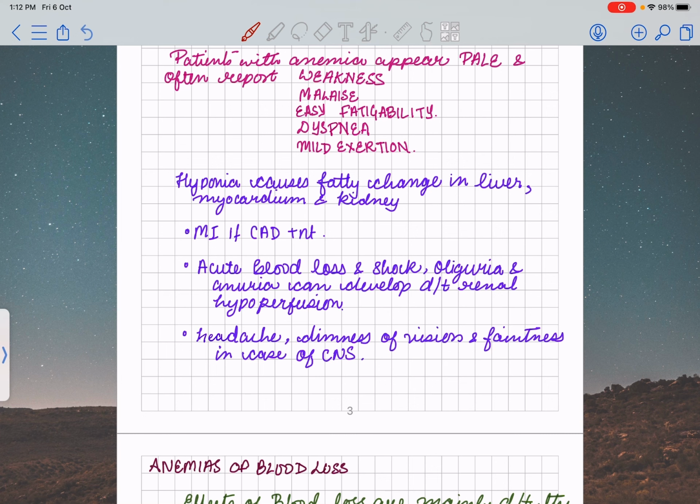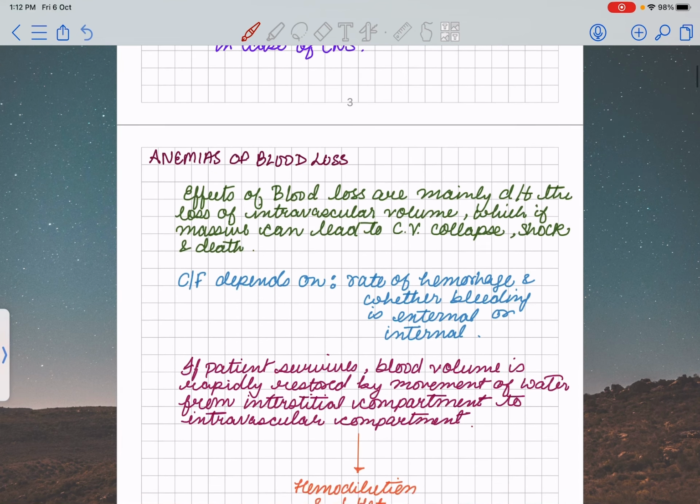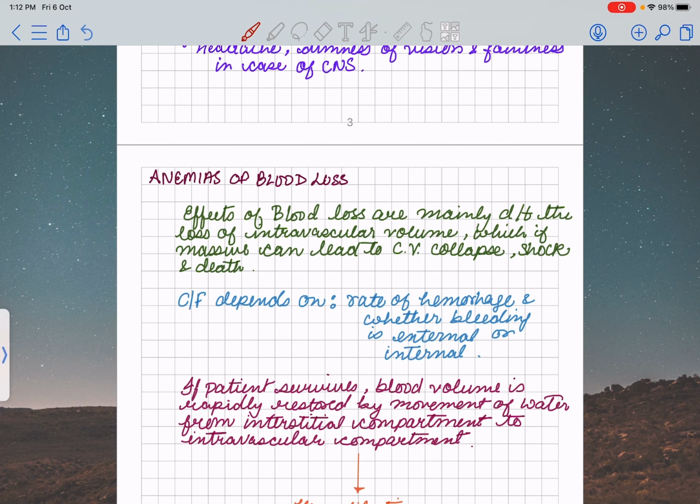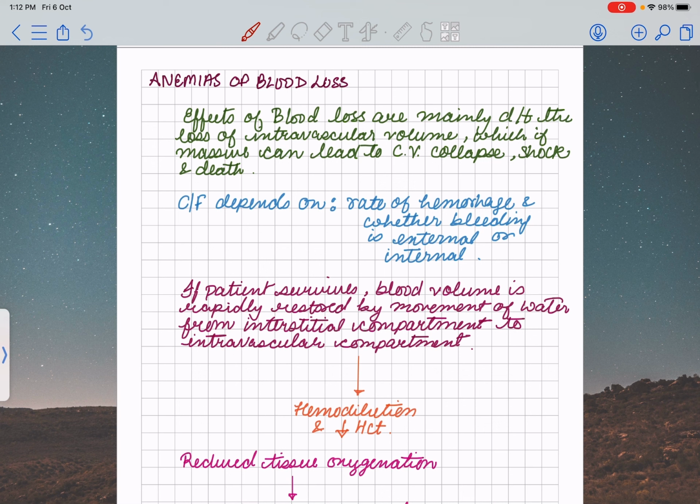And in case of CNS, the central nervous system is also such an important part of body. If it doesn't get enough oxygen, there can be headache, dimness of vision and faintness. Now we saw the first etiology for anemia was anemia of blood losses, where it was acute and chronic, right? Effects of blood loss are mainly due to the loss of intravascular volume. That is, in the blood vessel there is not sufficient volume, which can lead to cardiovascular collapse, shock and death, right? Cardiovascular collapse, shock and death.